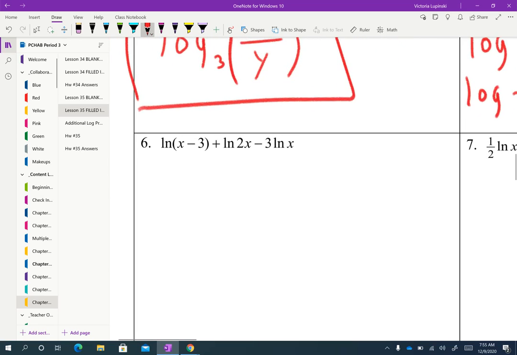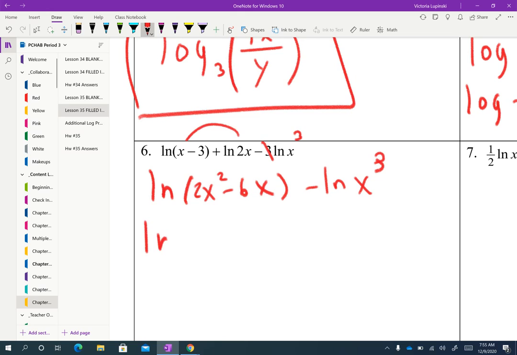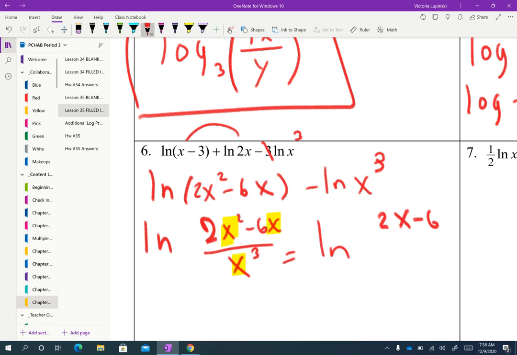All right, so number 6, again, you're going to start by always taking anything that's a power and moving it up to the top. Starting with the addition, this becomes the ln of 2x squared minus 6x minus the ln of x to the 3rd. So then the subtraction becomes division. So 2x squared minus 6x over x to the 3rd. Again, hopefully you realize that because everything shares an x, you should go ahead and reduce it one more time to be the ln of 2x minus 6 all over x squared.